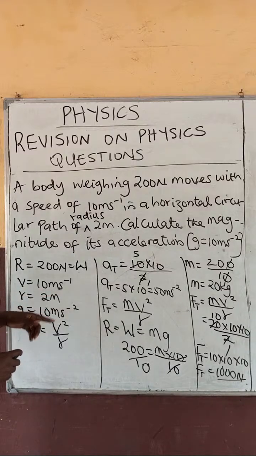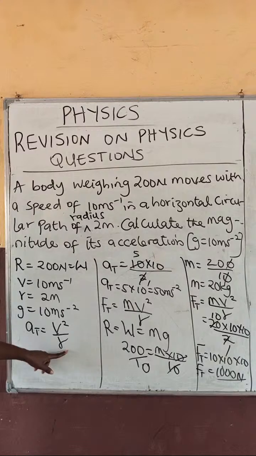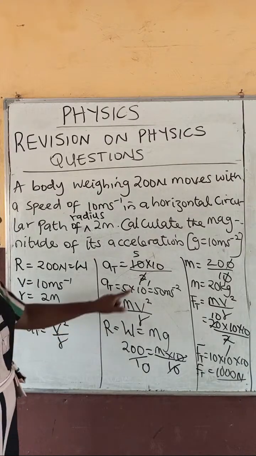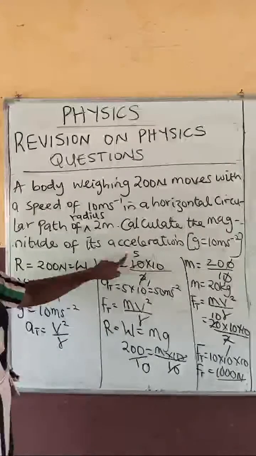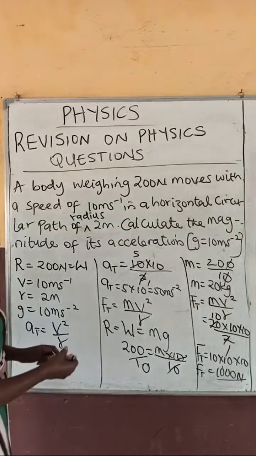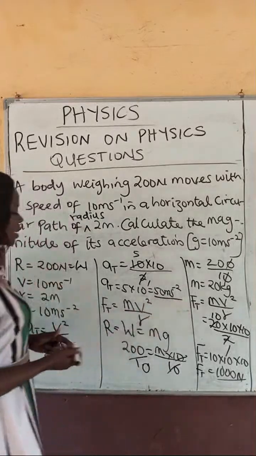And my radius is 2 meters. What is G? G is 10 meters per second square. So, what is my A? My A is V square over R, right? My V is 10. I will say 10 times 10 divided by this, I'm going to have 5. 5 will be 50 meters per second square as my centripetal acceleration.